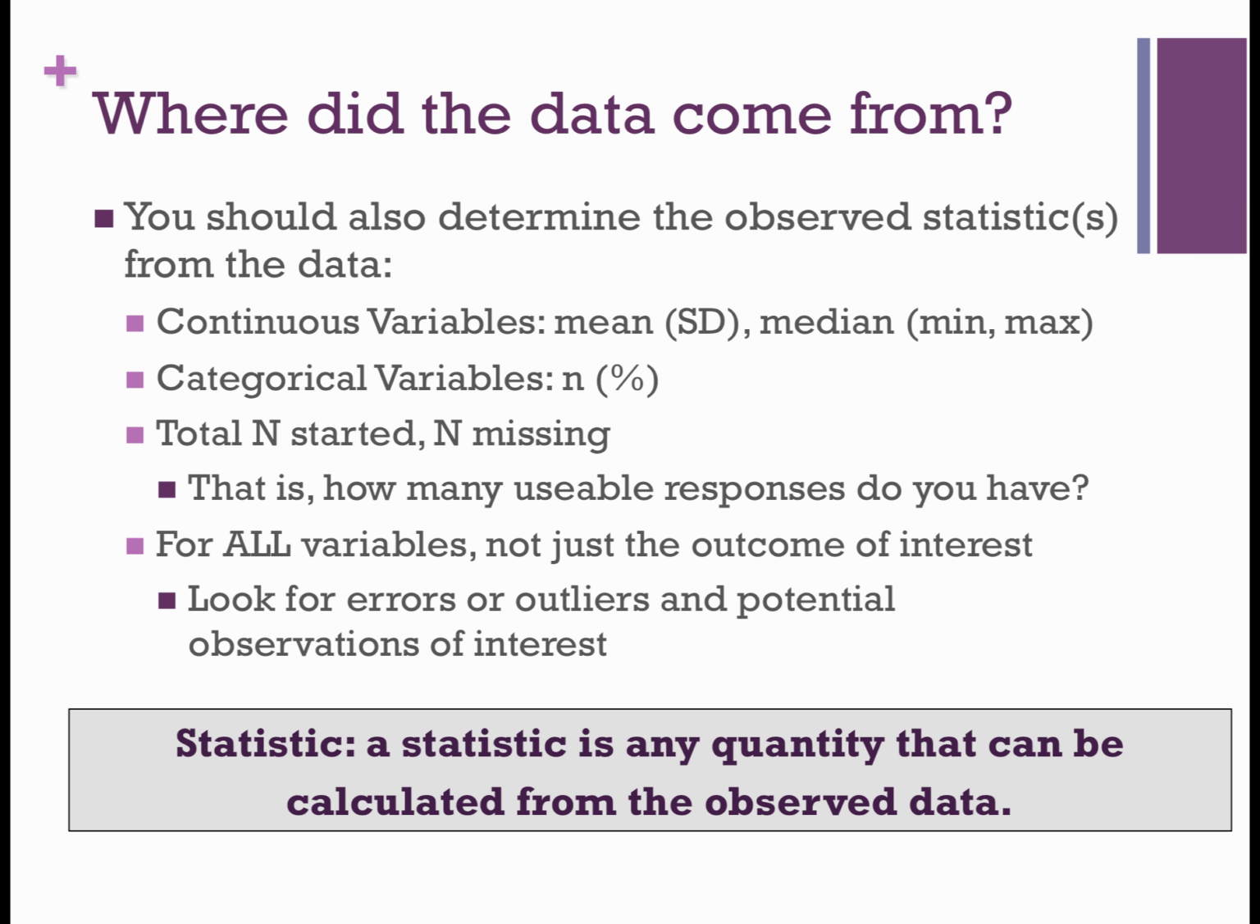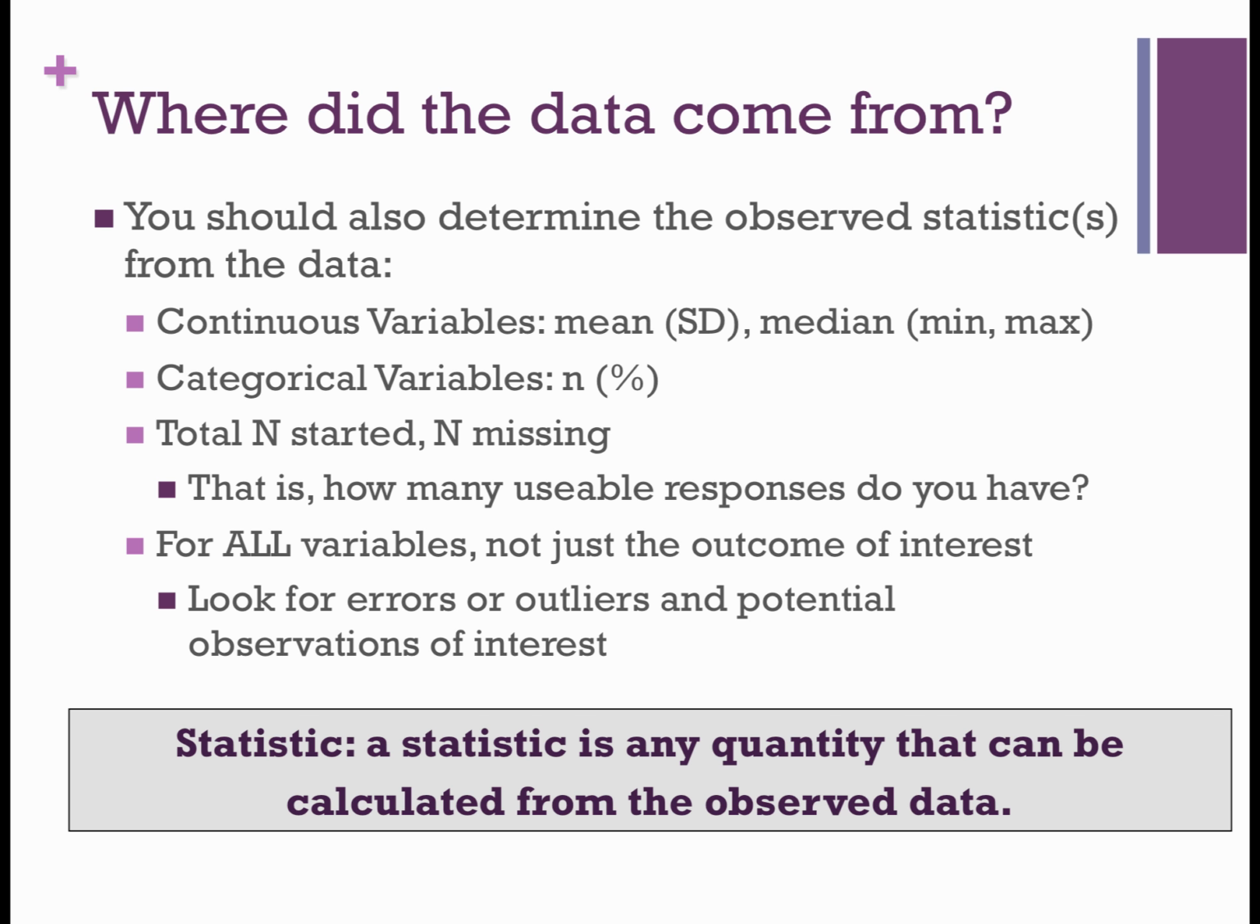For every single variable you have, not just the outcome of interest, look for errors or outliers, and then any potential observations of interest. So anything that is unexpected. Not all outliers are wrong. So you may have a set of blood pressures collected where it goes from 120 systolic to maybe 175, and then you could have one observation that's 182. And while that's a high observation, it's not unrealistic.